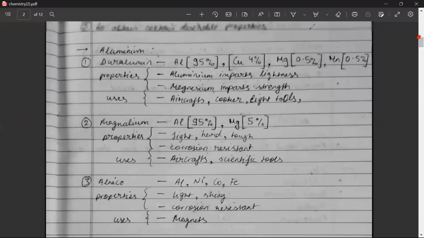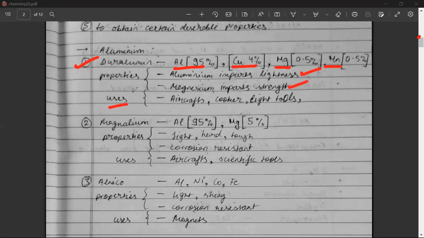Now we have aluminium over here, and let's look at the properties of the alloys of aluminium that make them very important. The first alloy of aluminium is duralumin, which has aluminium as its major component, almost 95%. Then you have copper, which constitutes about 4% of its composition. Then you have magnesium, and then manganese. Now what are the properties? Aluminium imparts lightness and magnesium imparts strength.